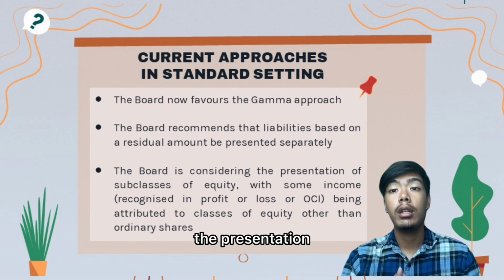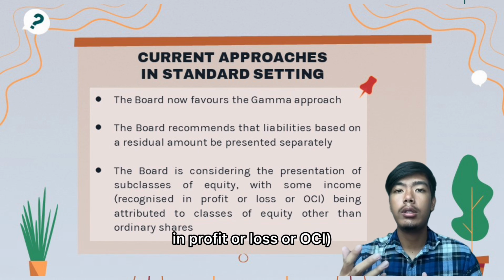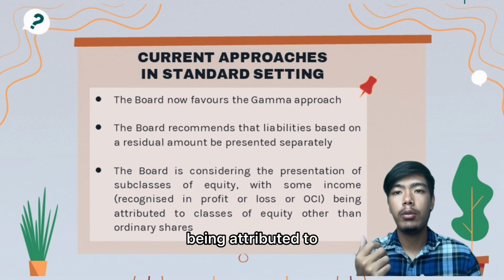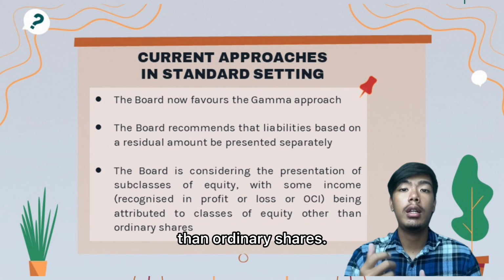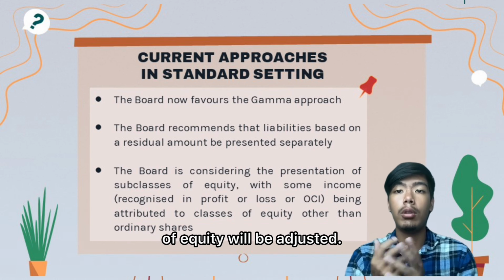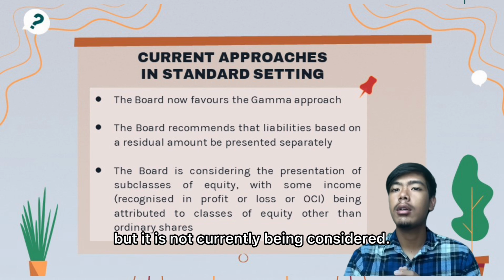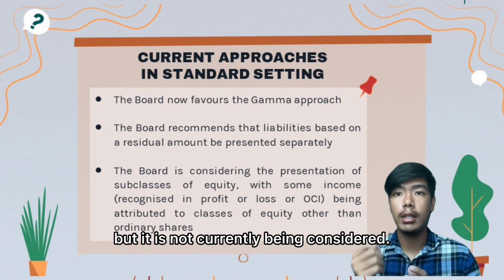The board is considering the presentation of subclasses of equity, with some income recognized in profit or loss or OCI being attributed to classes of equity other than ordinary shares. To reflect attribution, the carrying amount of subclasses of equity will be adjusted. A mezzanine category has been explored by the board, but it is not currently being considered.